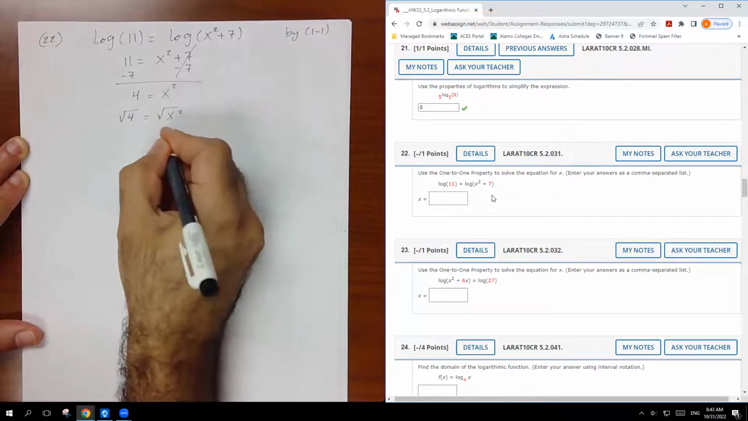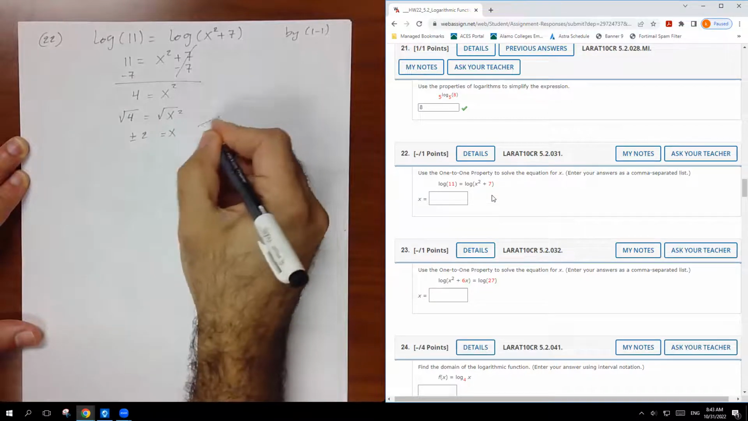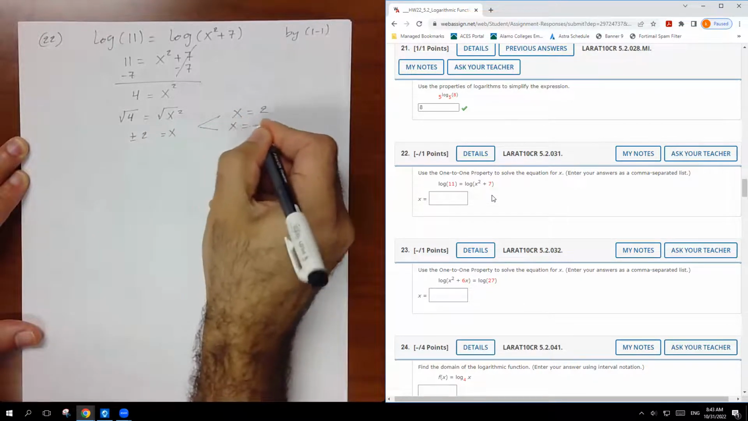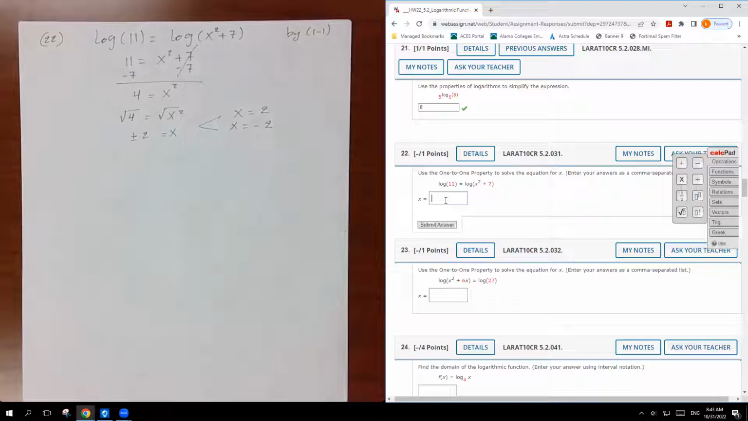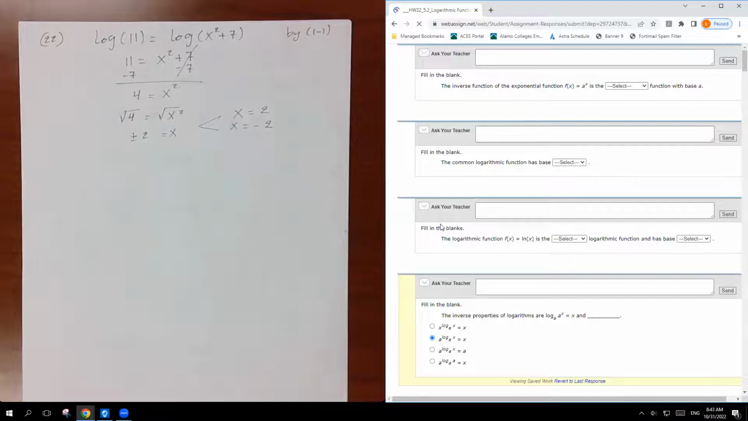That means x is going to be equal to plus or minus 2. In this case, we have two values. We have x equal 2 and we have x equal negative 2. So this is the value of x, for example, negative 2, comma, 2. That's it for this example. I'm just using the one-to-one property to find the value of x.